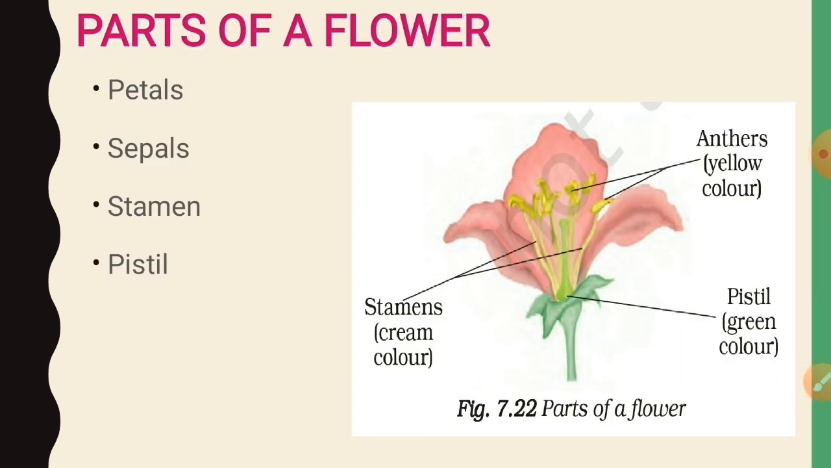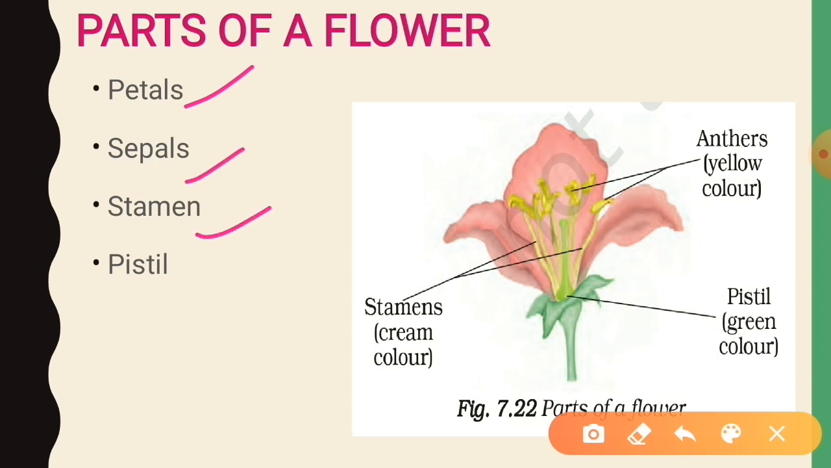Next thing, parts of flower. Students, now we will understand the various parts of a flower. Basically we can divide a flower into petals, sepals, stamen and pistil. We have understood about petals. They are differently colored and the prominent part. So here you can see the petals. After that, sepal is the leaf-like structure. It's green in color and here you can see it.